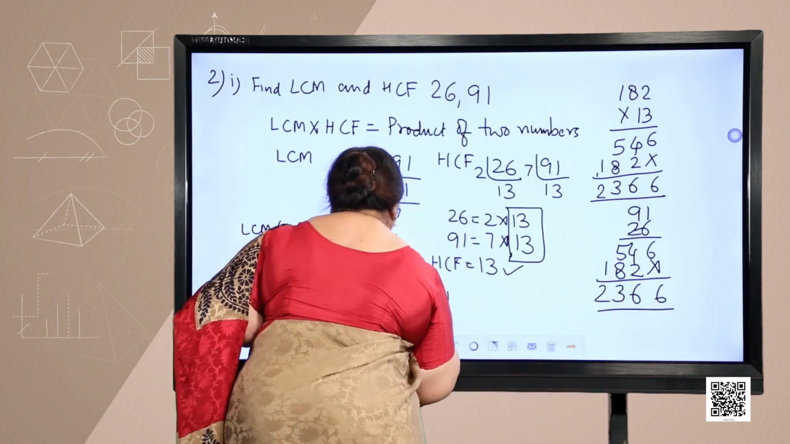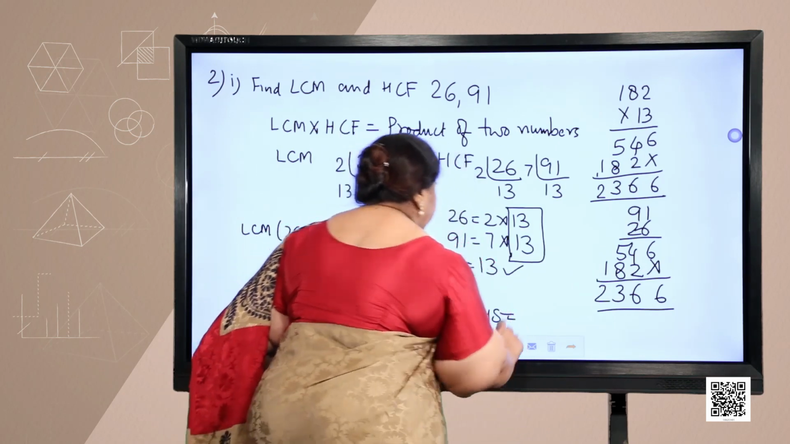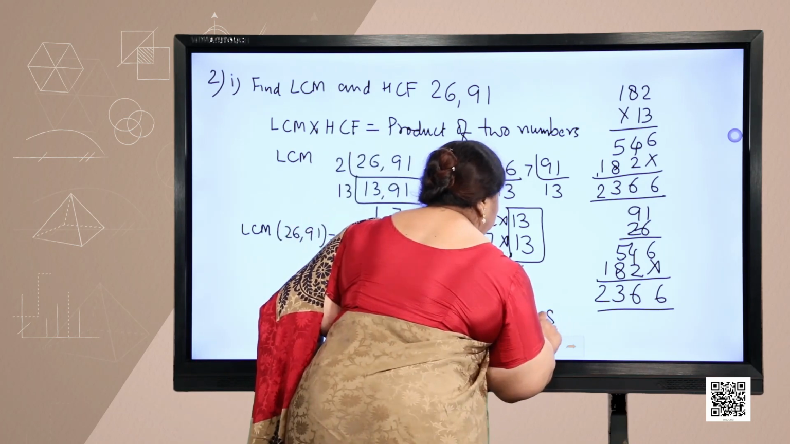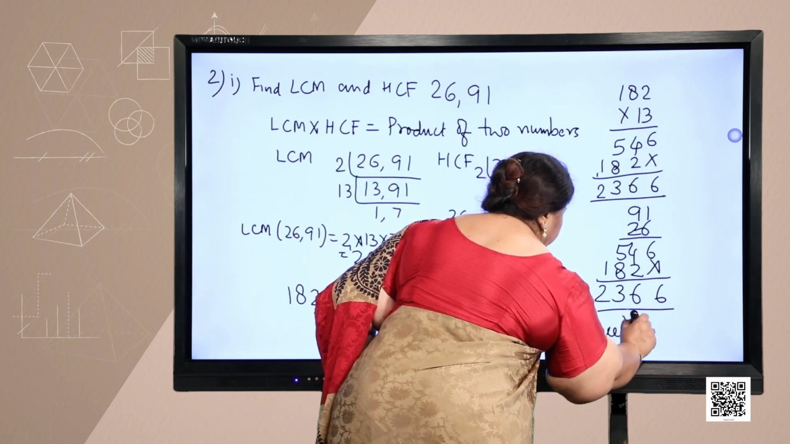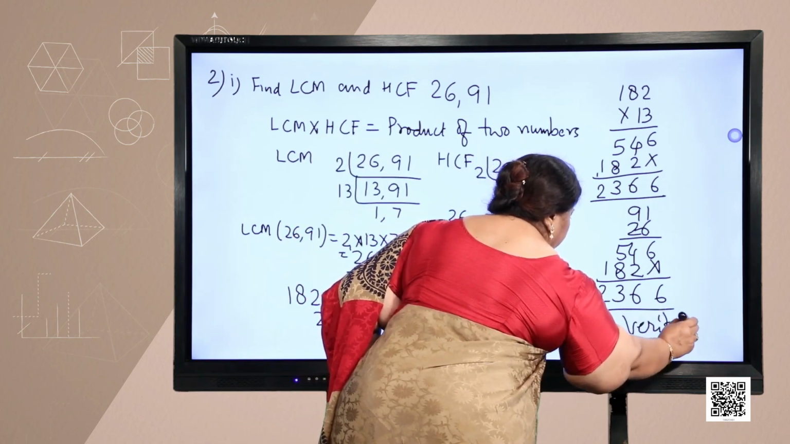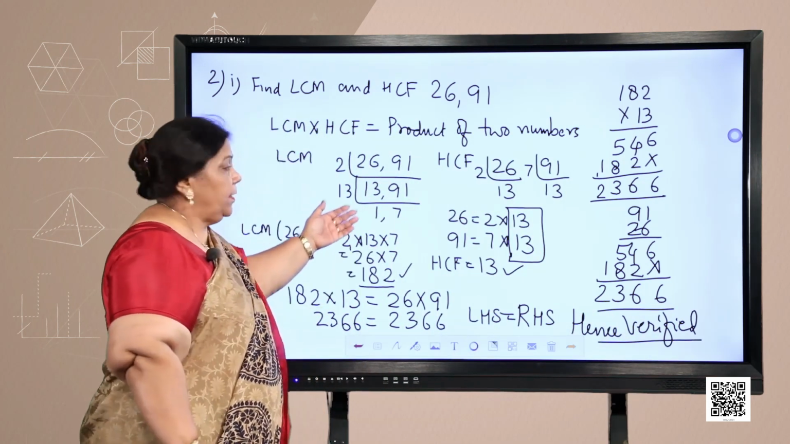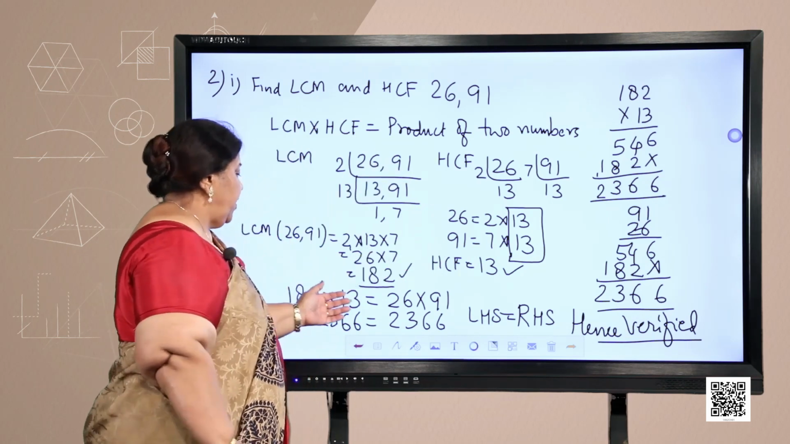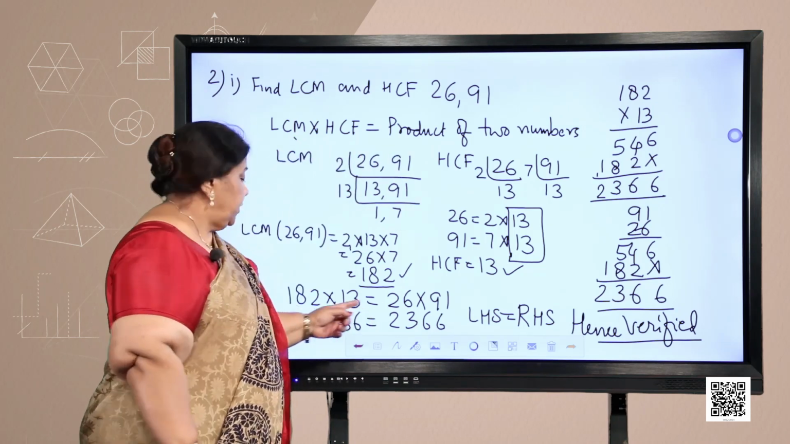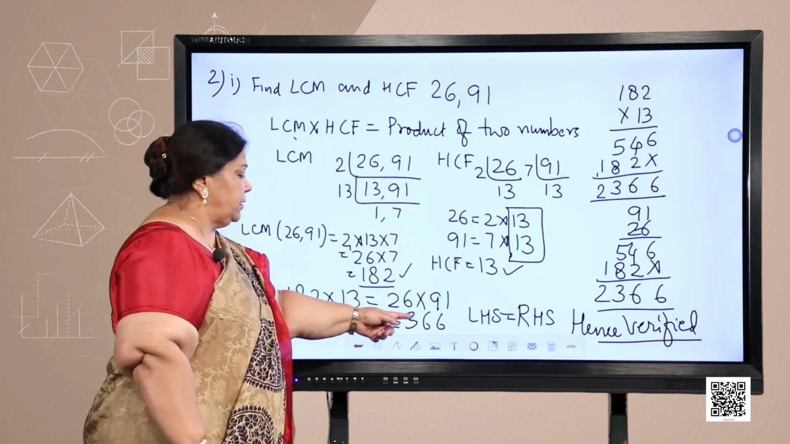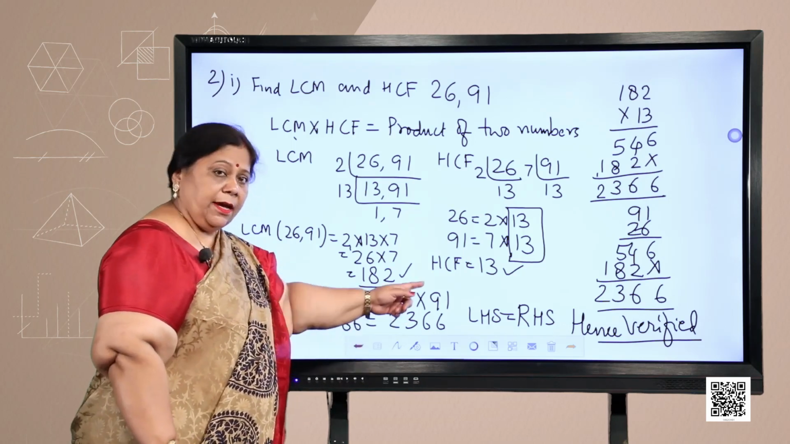Yes, I get LHS is equal to RHS. I can write down LHS is equal to RHS. It is 2366 in both the cases and hence verified. I hope you have understood, students. We have calculated the LCM and HCF and we have also verified the result. LCM into HCF is equal to product of two numbers. It is 2366 in both the cases. Therefore, LHS is equal to RHS, hence verified.